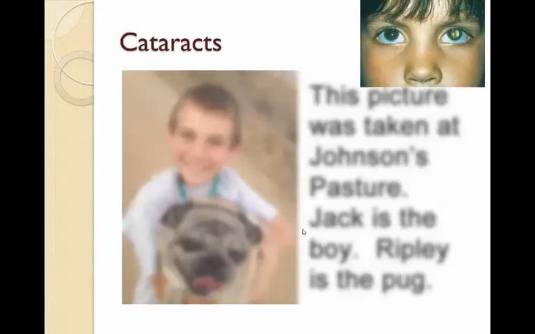And then cataracts. Cataracts occur in one eye or both eyes, and it's like a clouding of the lens, but this is the one vision impairment we're talking about that you can actually have surgery for.